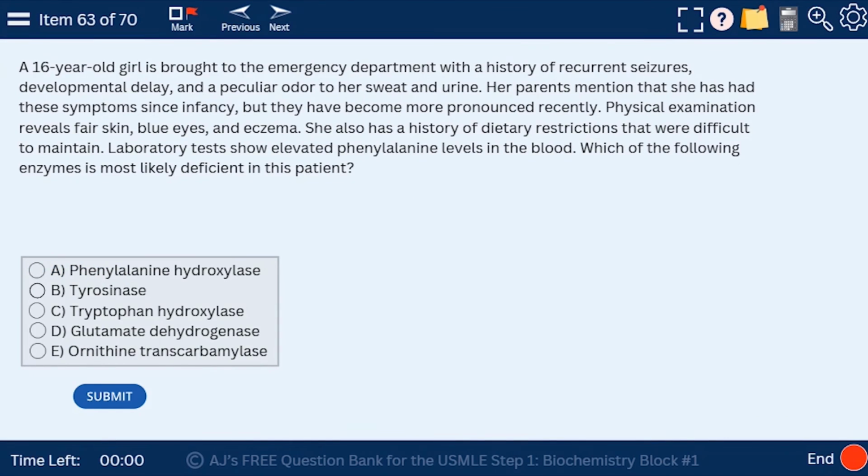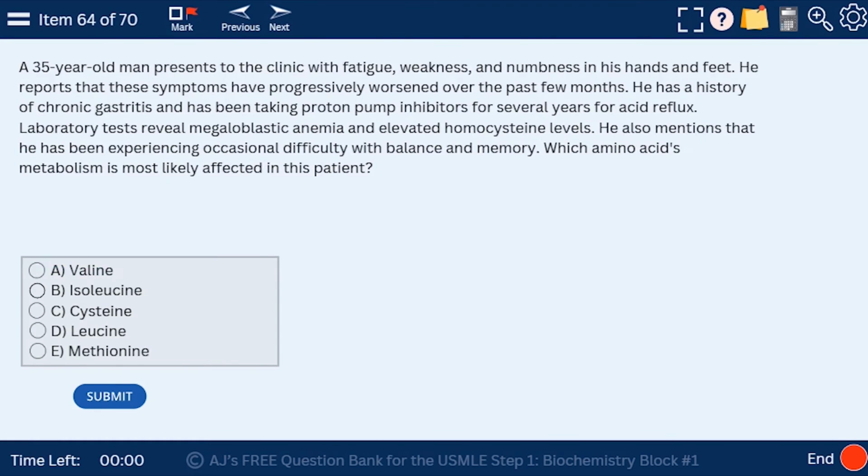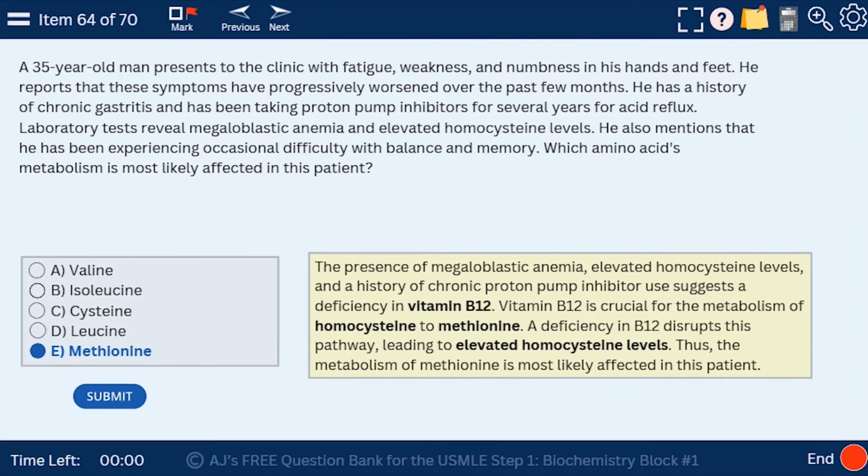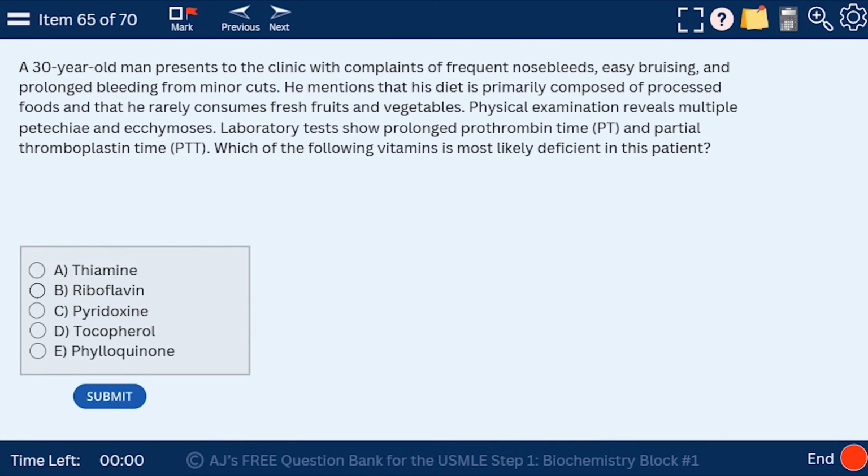Question 63. Elevated phenylalanine in the blood. Again, this is PKU, phenylalanine hydroxylase. 64. Megaloblastic anemia and elevated homocysteine. The amino acid metabolite that is affected is methionine, because vitamin B12 is responsible for homocysteine to methionine. 65. There's a vitamin affecting blood. This is vitamin K, which you gotta know, which is also known as phylloquinone. Vitamin K deficiency leads to bleeding.